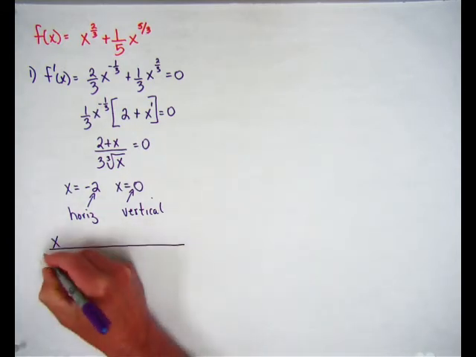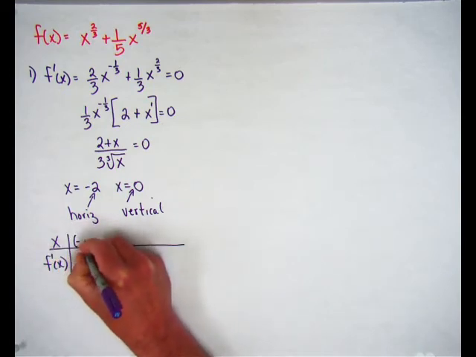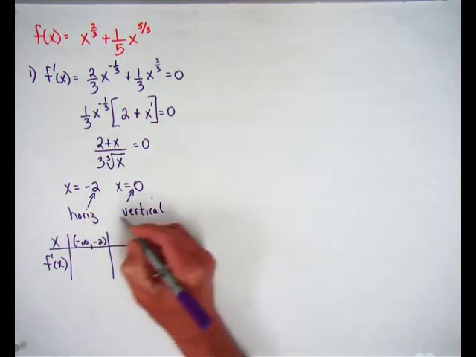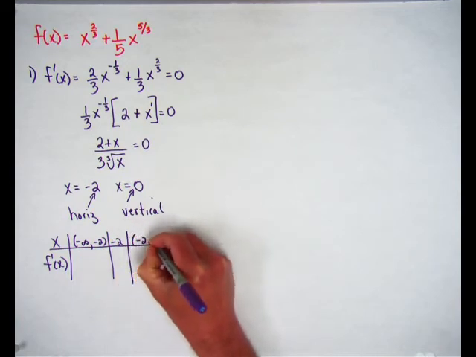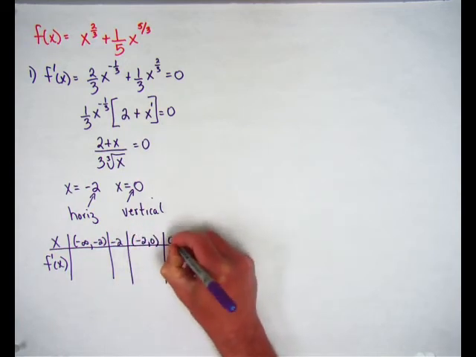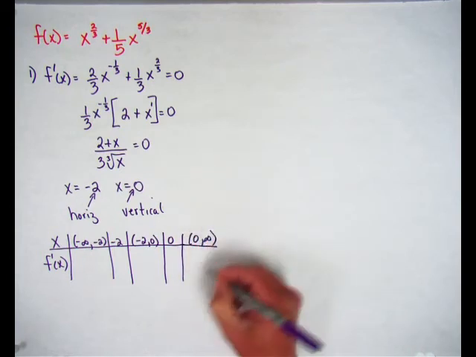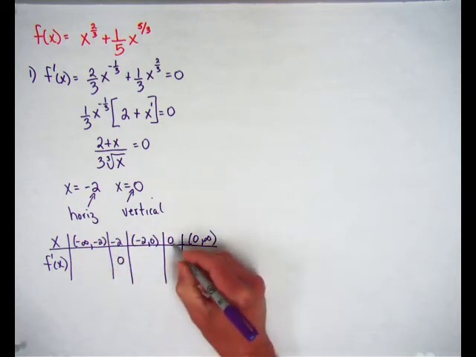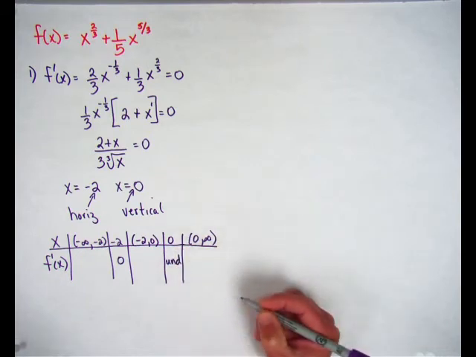Our test is going to be from negative infinity to negative 2. That's our very first critical point. Negative 2 to 0, and 0 to infinity. This is 0. However, this one is not 0. This one's undefined. Same as if you had an asymptote, but in this case it's not an asymptote.